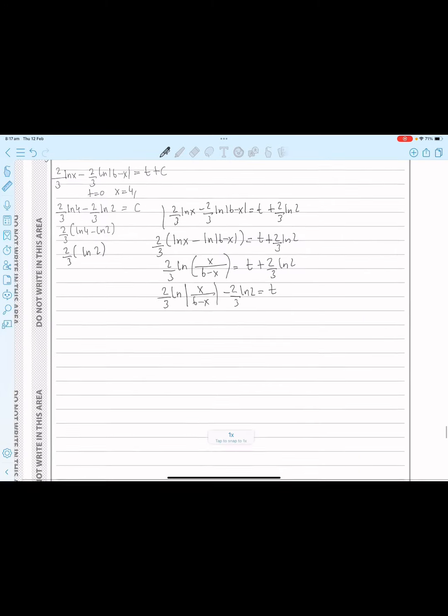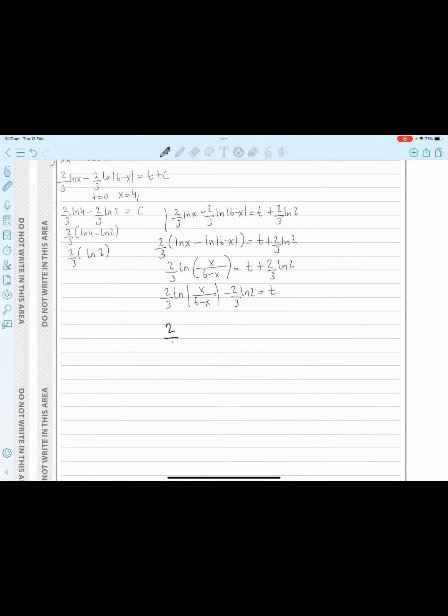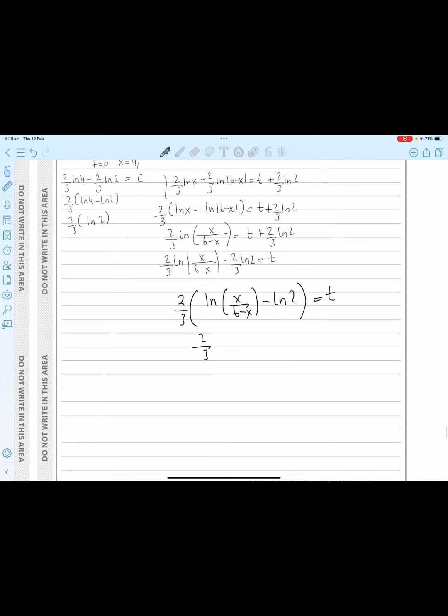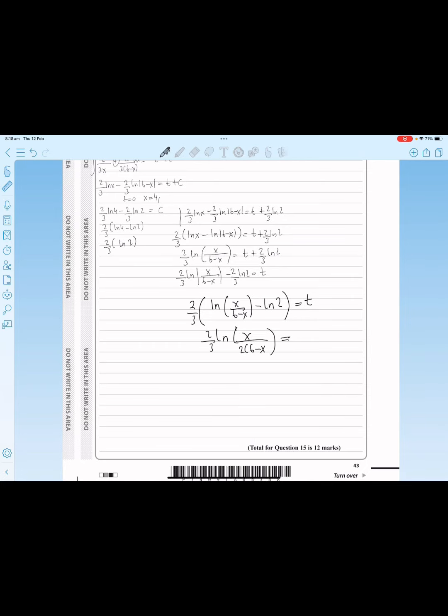Okay, so therefore this would become 2 over 3 ln, we take out x over 6, 2 over 3 common, sorry. So 2 over 3, you take out the ln, this would become x over 6 minus x minus ln 2. So therefore you just do the same thing, right? 2 over 3, you just divide that by 2, or that would essentially just become 2 over 3 ln x over 2 times 6 minus x in the denominator is equal to t. So now I've got it in terms of t.